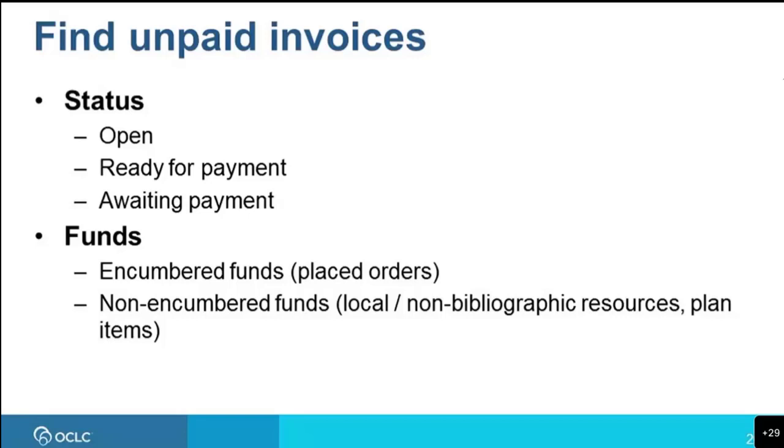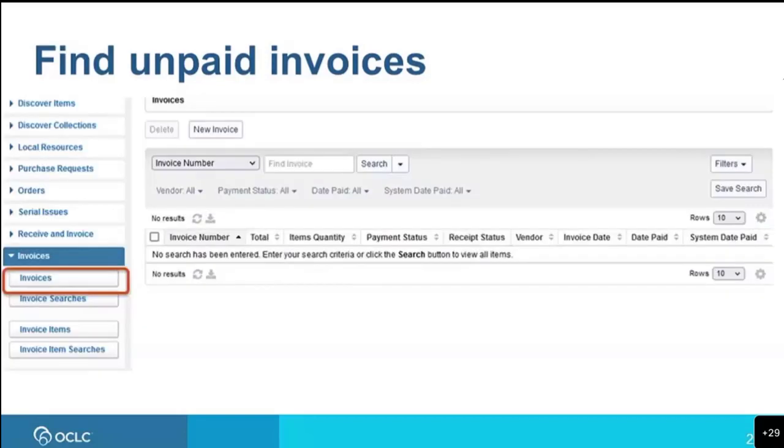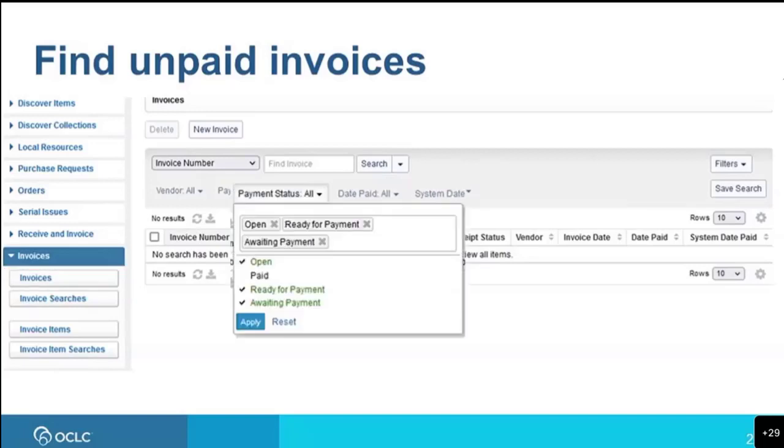In any case, when you pay these invoices, the fund amounts will move either from the encumbered amounts for the placed orders or from the remaining balance for the fund for any non-encumbered items to the expended amounts for the fund. To find unpaid invoices so that you can pay them on the current budget, go to Invoices on the left navigation, and then filter by payment status, open, ready for payment, and awaiting payment.